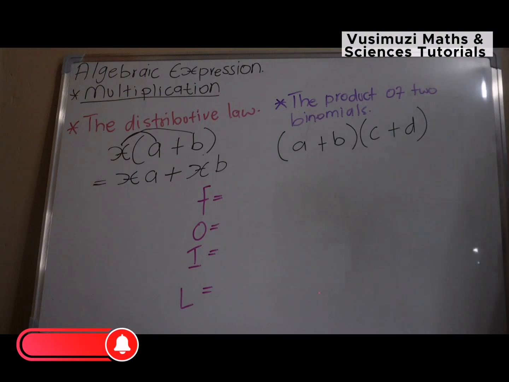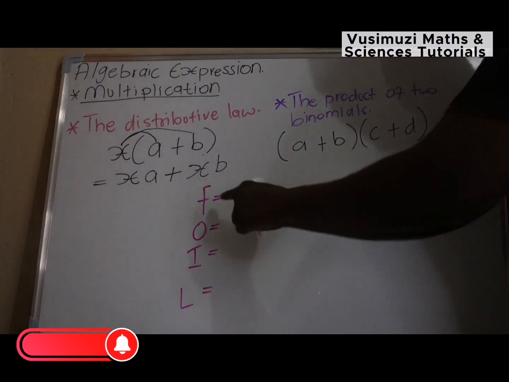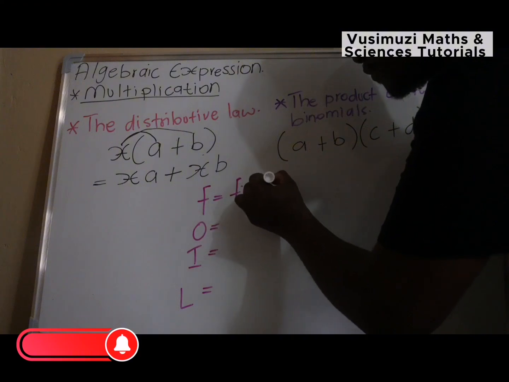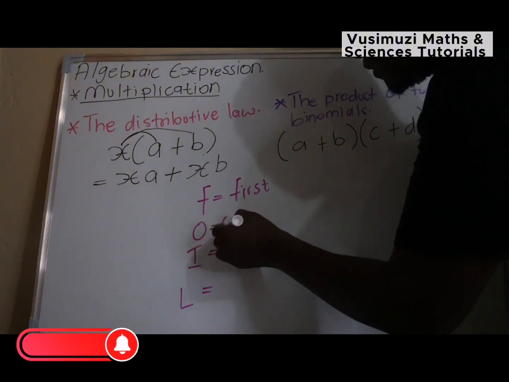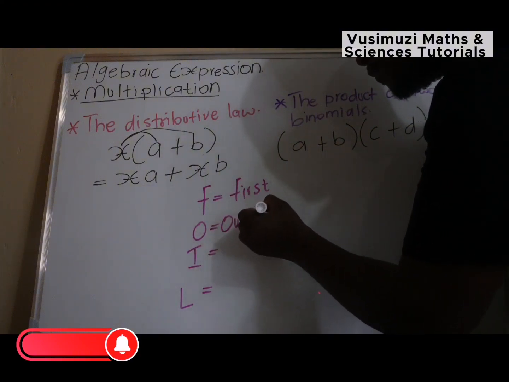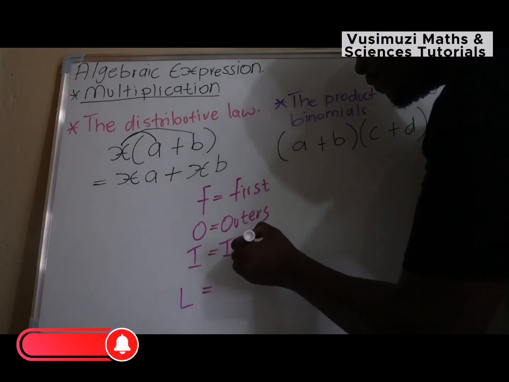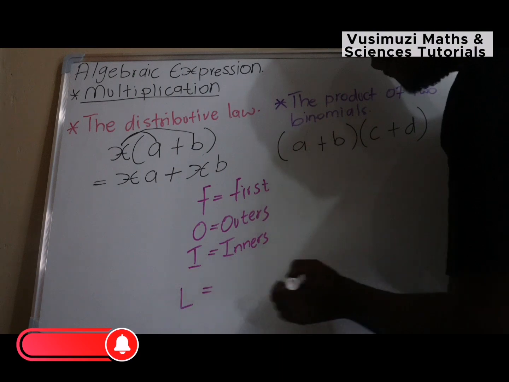Two binomials, remember, FOIL. F for firsts, O for outers, I for inners, L for lasts.